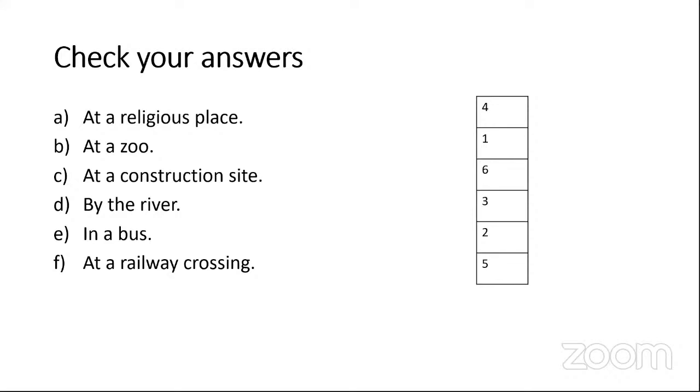F, at a railway crossing. Number 5. When we are traveling on a road, if there is a railway crossing, we can see this sign before the railway crossing, near the railway crossing. We can see this sign at a railway crossing. Number 5.